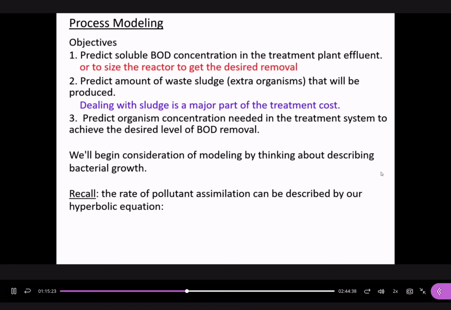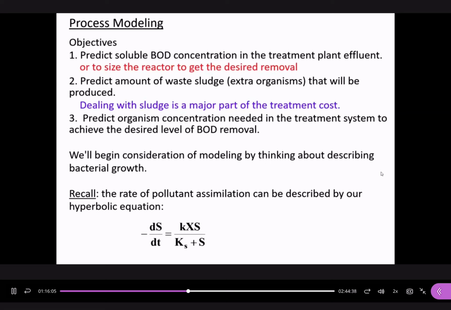And we utilize anaerobic treatment, which we'll cover in our 10th or 11th or 12th lecture. But we'll talk about that. And we want to predict the organism concentration needed in the treatment system, right? So we start with this equation. Microbial growth: minus ds over dt equals kxs over Ks plus s, right?